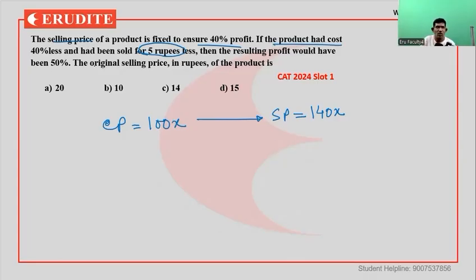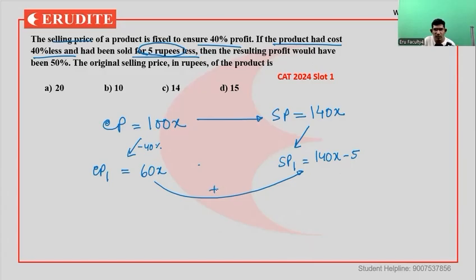Now, if the product had cost 40% less, what is my new cost price? Let's say CP1 will be 40% less, so the new cost price would be 60x, and it had been sold for 5 rupees less. So what will be the new selling price? Simply 140x minus 5. Now what would happen then? The resulting profit would be 50%.